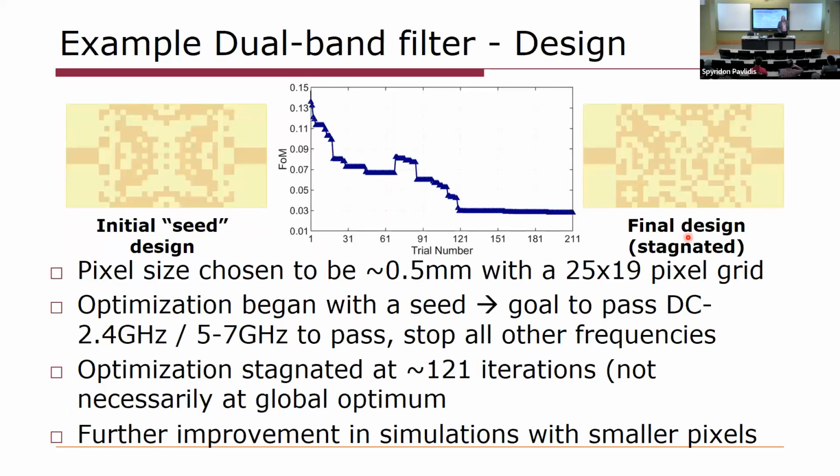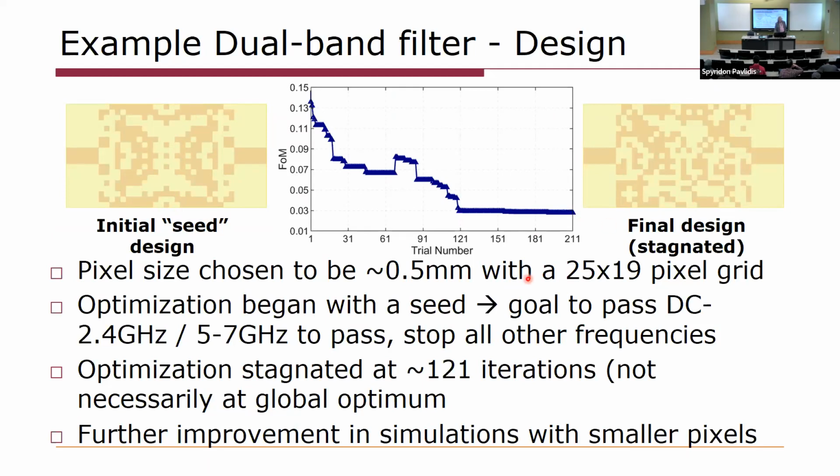So here's an example of a dual band filter that we designed. You can see the initial seed that we started with. This was generated completely randomly. Our tools can allow for symmetric versus asymmetric generation of pixels. So here you can see a clear line of symmetry along the y-axis. And this is the final design after iteration.